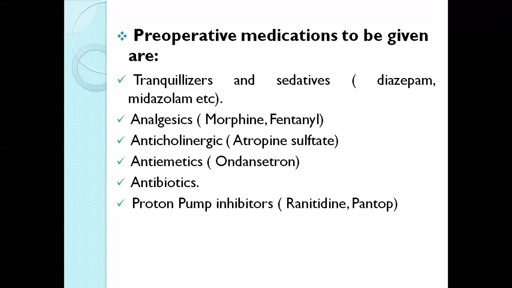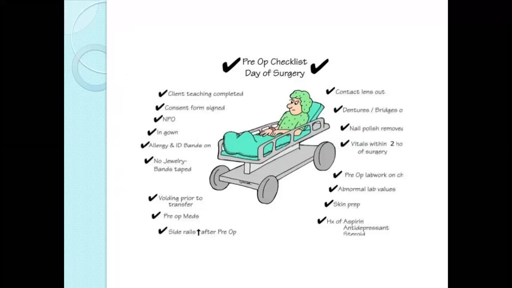We usually give this on the day itself, before the surgery. Antiemetics are drugs which help in reducing vomiting. Then antibiotics help in prevention of infections. And proton pump inhibitors help if, for example, a person is having gastritis, so we usually give proton pump inhibitors. So these are some of the pre-operative medications to be given to the patient before he goes to the surgery.